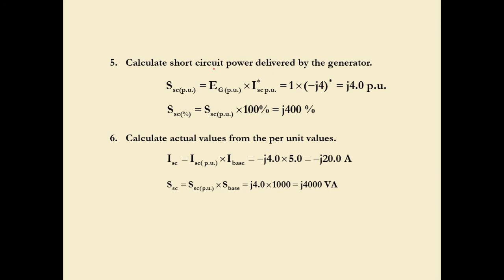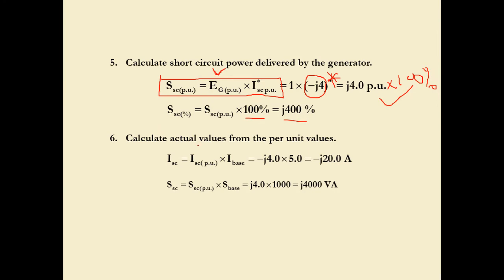Now calculate the short circuit power delivered by the generator. This is the basic equation, S PU equals V multiplied by I conjugate short circuit PU. So we conjugate the negative J to make sure this becomes positive due to the conjugate equation. So now we have positive J4.0 PU. Again, to convert into percentage, multiply by 100%. Here, 400%.